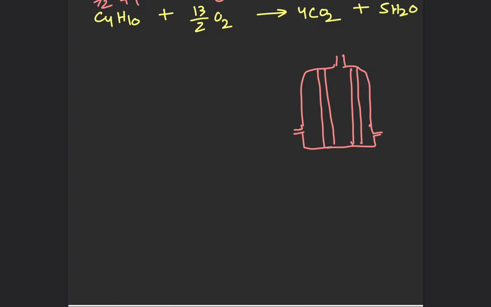Okay, so here this is the inlet for hydrogen, this is the inlet of oxygen. And this is a porous anode, it is made up of porous carbon. Similarly, this is the cathode of porous carbon. And here we have concentrated aqueous KOH or NaOH as the electrolyte.